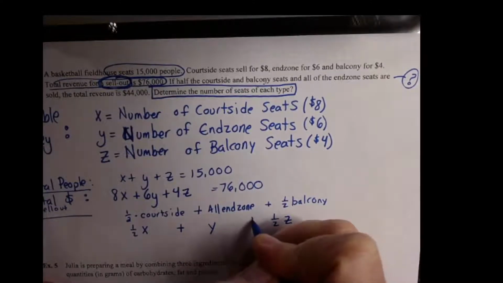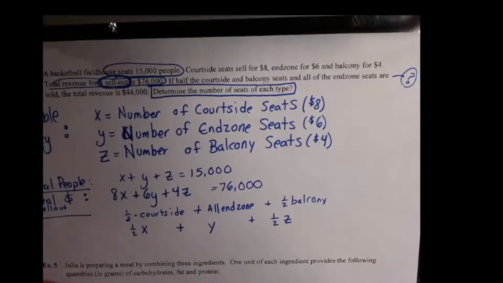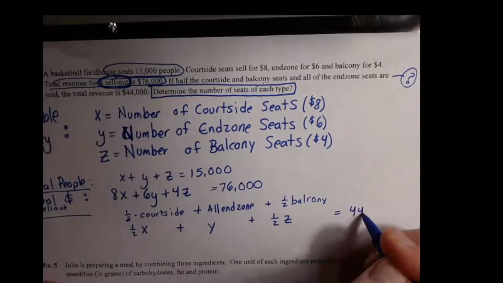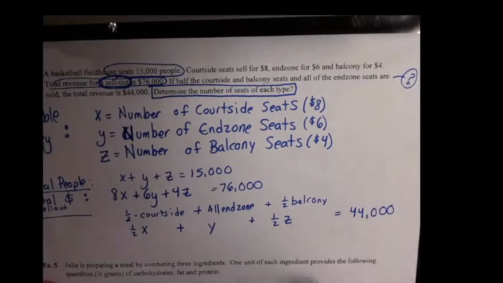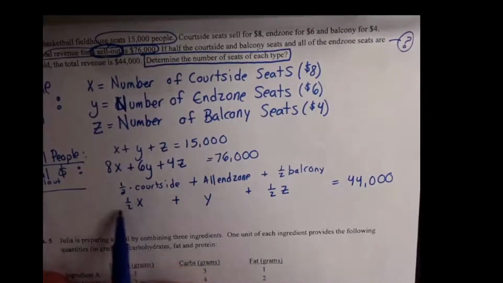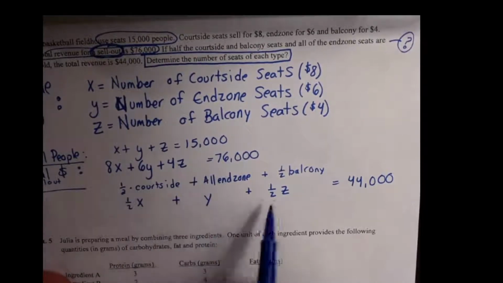Now the problem is they don't tell us how many seats. They tell us the money is $44,000. So what that means is, on the left side of the equation, it stands for the number of seats plus the number of seats plus the number of seats, equals money.